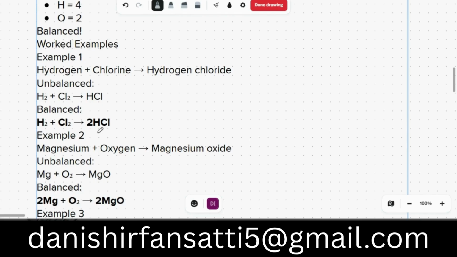Hydrogen chloride, unbalanced, is H2 plus Cl2 gives us HCl. How many hydrogens are there? 2. There are 2 chlorine, but there is 1 and 1 in the hydrogen chloride. We will simply multiply by 2, so that will give us 2 hydrogen on the product side, 2 hydrogen on the reactant side, 2 chlorine on the product side, 2 chlorine on the reactant side.